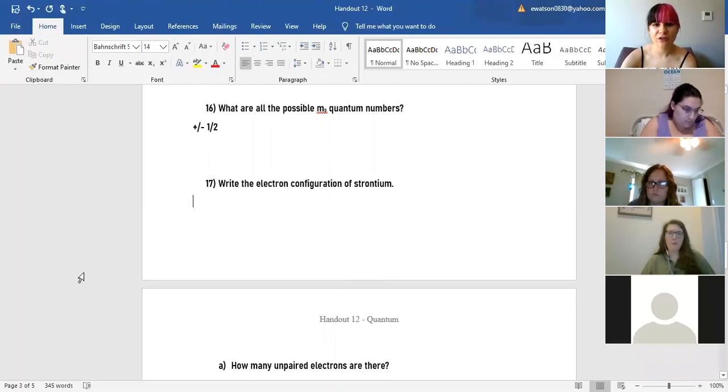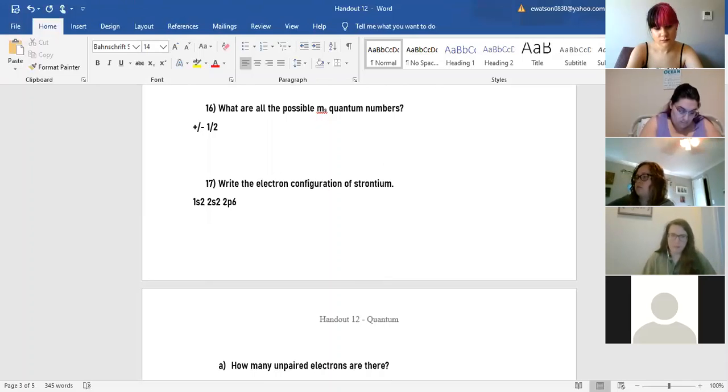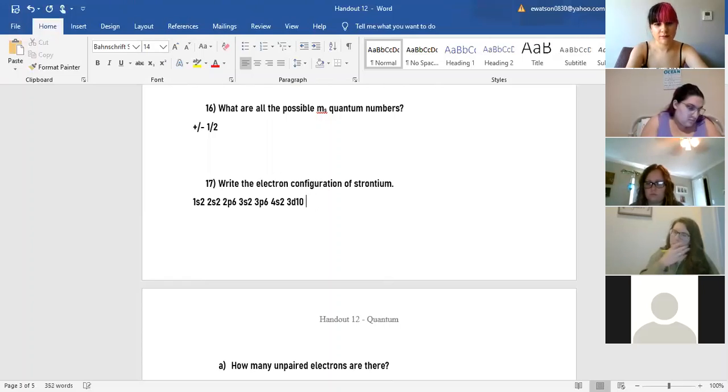So write the electron configuration of strontium. So what is our electron configuration? 1s2, 2s2, 2p6, 3s2, 3p6, 4s2, 3d10, 4p6. And then 5s2.